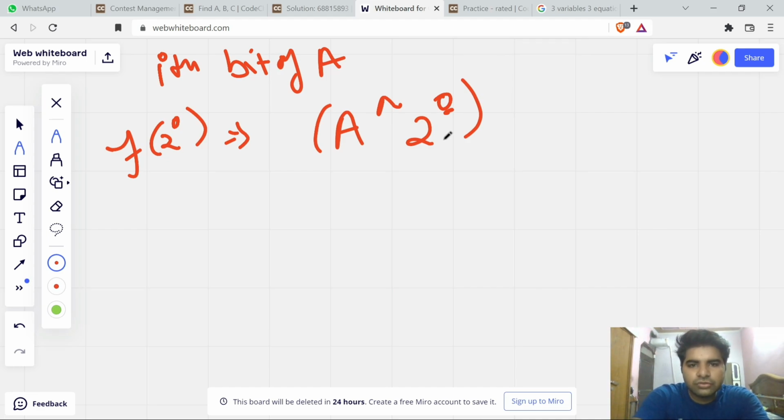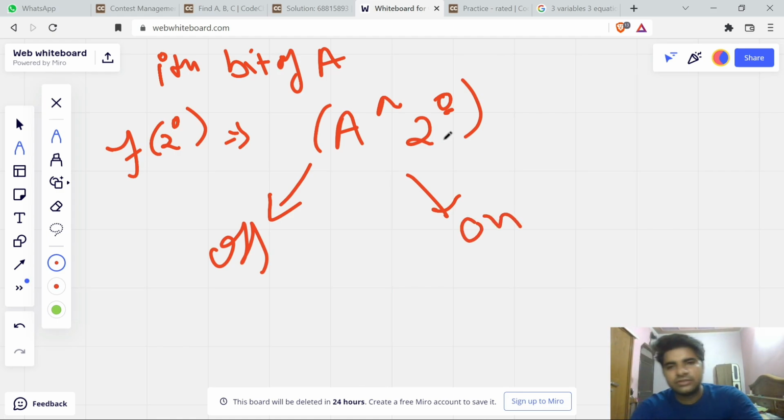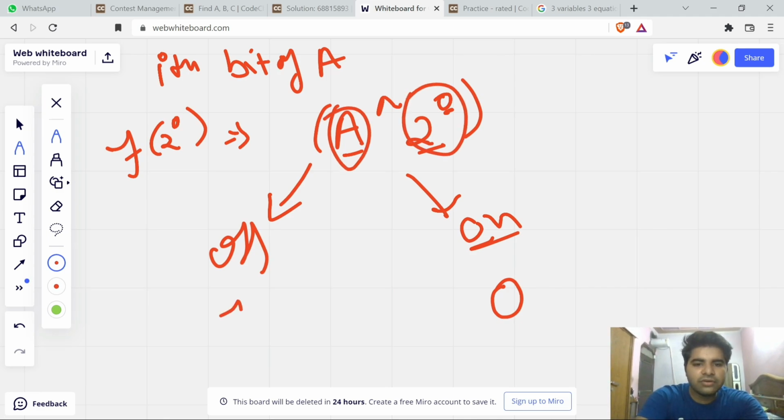Okay, so now there are two cases: this bit is eventually off in my final answer, or this bit is eventually on in my final answer. So if this is on, then this is also on. So 1 XORed with 1 will be 0, so this will come out to be 0. If this is off, then this is on, so it will come out to be 1. Okay, so there are two possible scenarios.